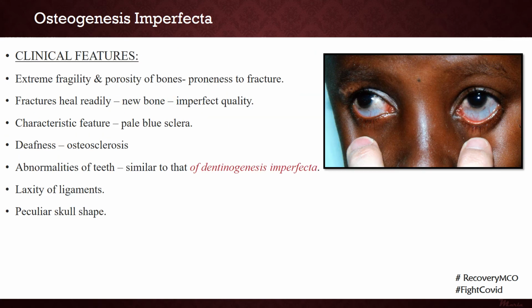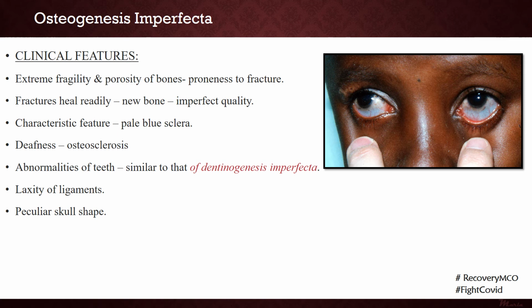The bone quality in osteogenesis imperfecta is extremely poor, such that it results in porosity or fragility predisposing to fracture of bone. The bone fracture heals readily, however the new bone is also of imperfect quality. A characteristic feature of osteogenesis imperfecta is the presence of the pale blue sclera. This is because of the defective collagen which is also seen in the sclera. The defect of ear ossicles may result in osteosclerosis, resulting in deafness.